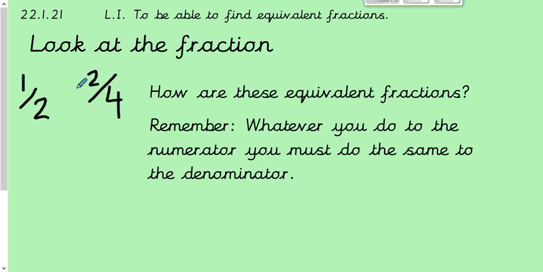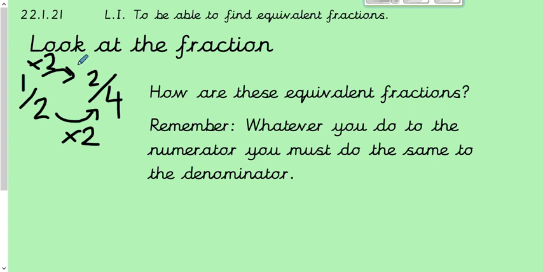So what you could do is look at this, and you know that to get from 2 to 4, you times it by 2. And remember, whatever you do to the numerator or the denominator, you've got to do to the other one. So if you do something to the bottom, you need to do it to the top. If you do something to the top, you need to do it to the bottom. So if you times the bottom number, the denominator, by 2, that means you've got to times the top number by 2. And 1 times 2 is 2. Therefore, that is equivalent because if you times both of these by the same number, it's going to be equivalent.